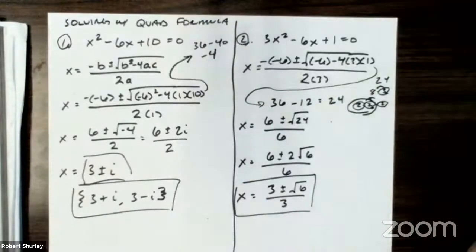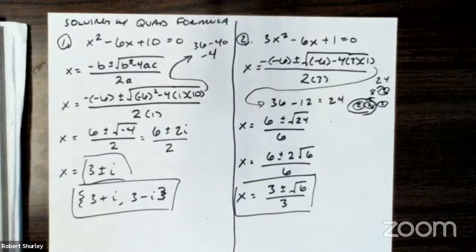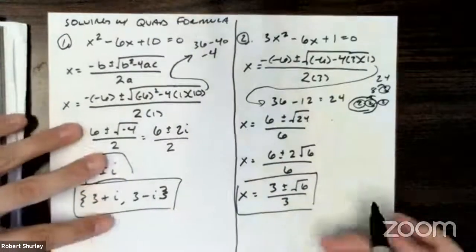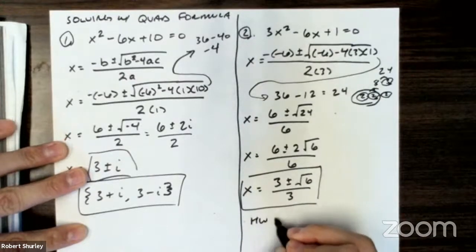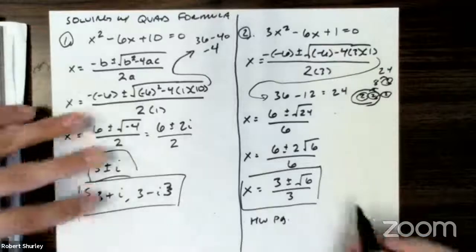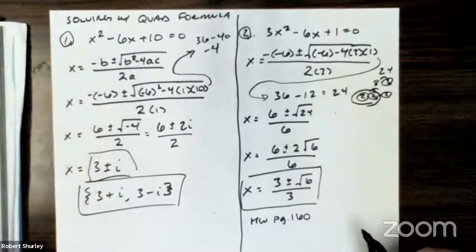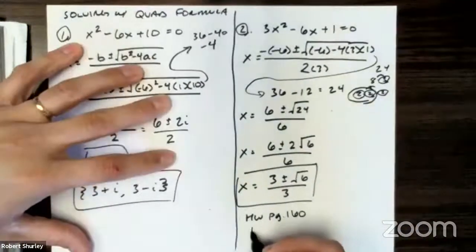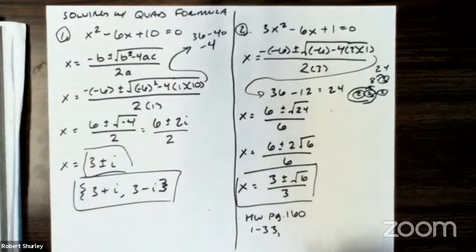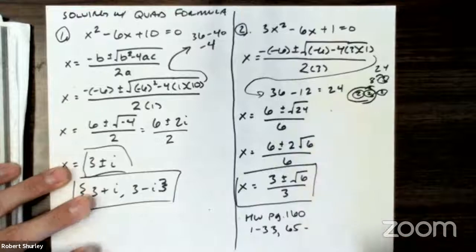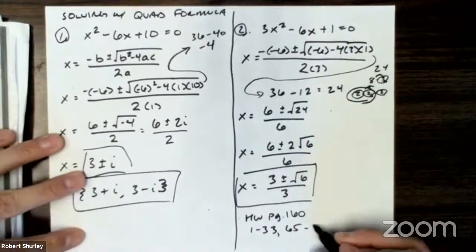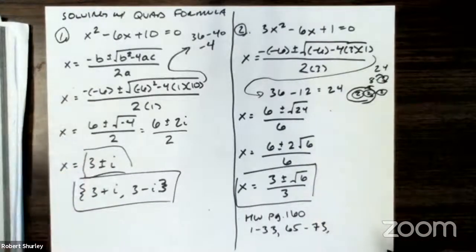Okay. Awesome. So for this section, for homework, and again, this is just a good review to remember how to solve and how to factor quadratics. Homework starts on page 160. And I want you to do 1 through 33. These are all going to be odd. And then skip over and do 65 through 73. And 83 through 103.